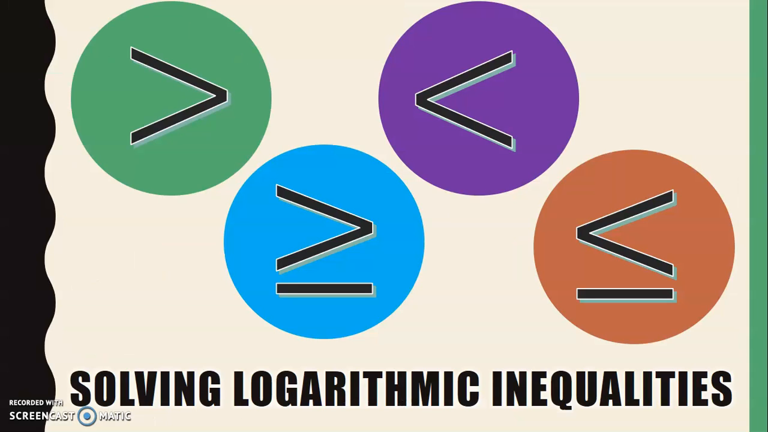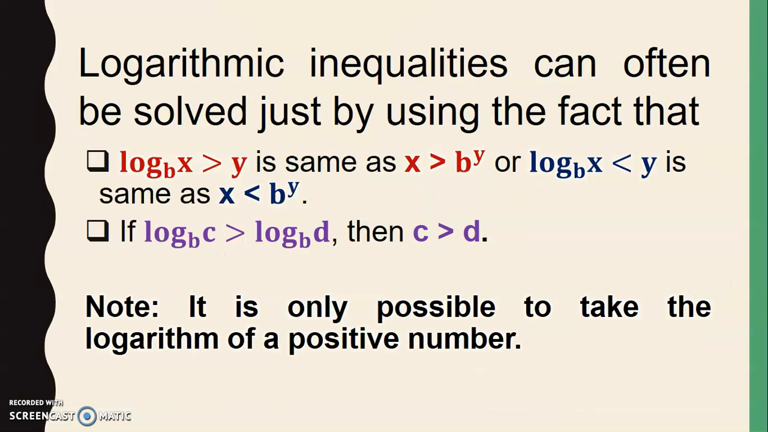Now, let's proceed in solving logarithmic inequalities. Logarithmic inequalities can often be solved just by using the fact that, first, log of x to the base b is greater than y is the same as x greater than b raised to y. So we just convert it from log form to exponential form. So they mean the same thing. Or log of x to the base b is less than y is the same as x less than b raised to y. So just copy, class, the given inequality sign.